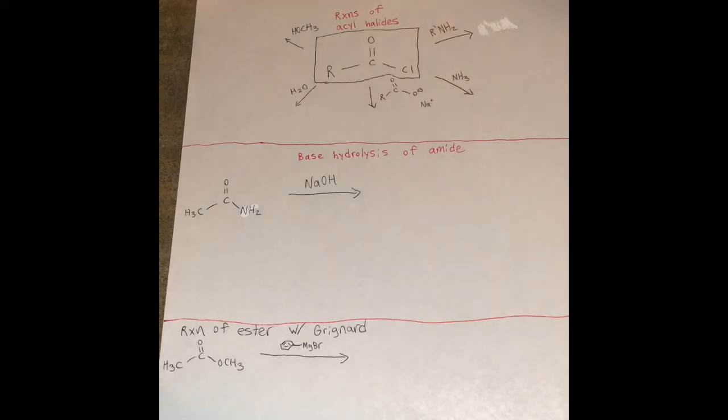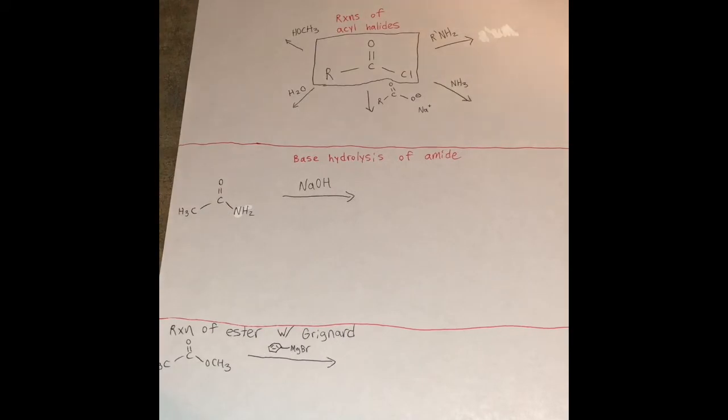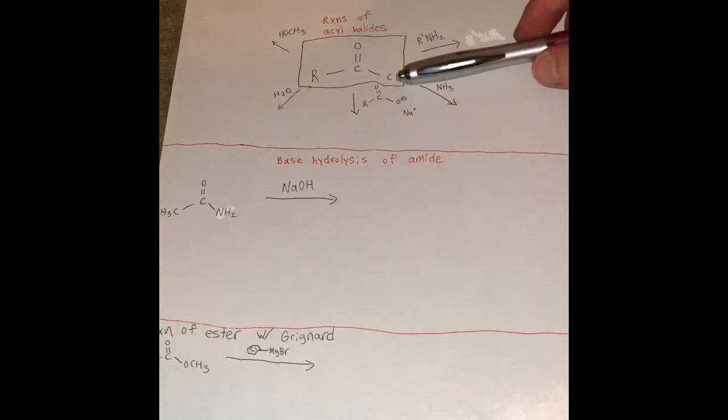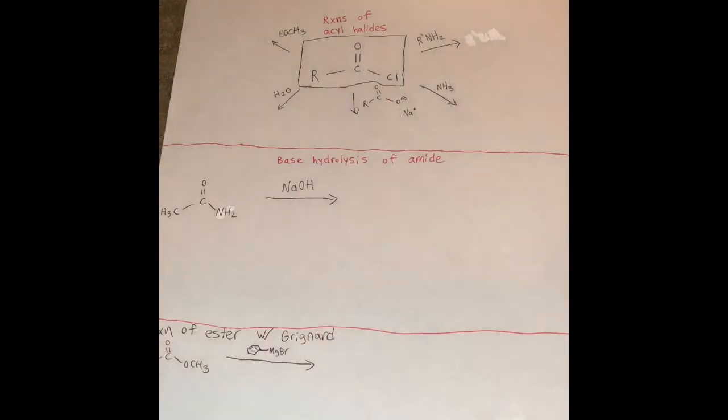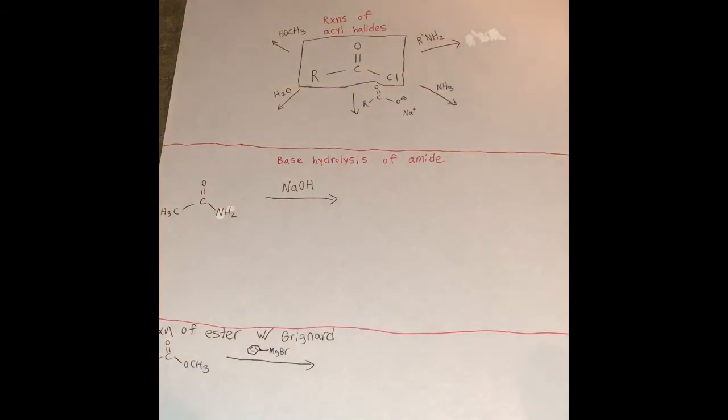So for the first set of problems up here, we're going to be doing reactions of acyl halides. That's your carboxylic acid structure, but it has a Cl instead of an OH. So let's work from the upper right down and around clockwise.